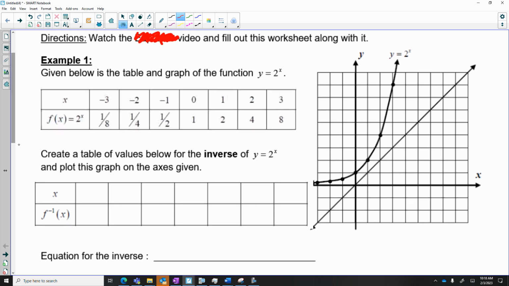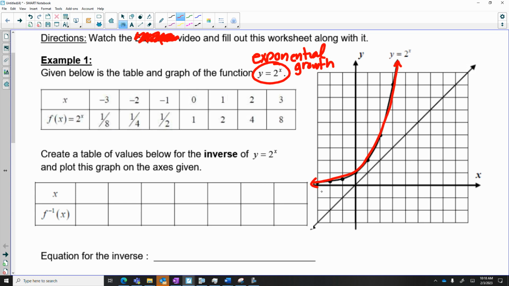And notice it says example 1, given below is the table and the graph of the equation y equals 2 to the x. Notice 2 to the x is an exponential function. We just came out of the exponential unit. And also know that because 2 is greater than 1, it's exponential growth. So we have this original table of values here, and we have the points graphed right here. I'm going to kind of just go over it in red here. This is the exponential function.